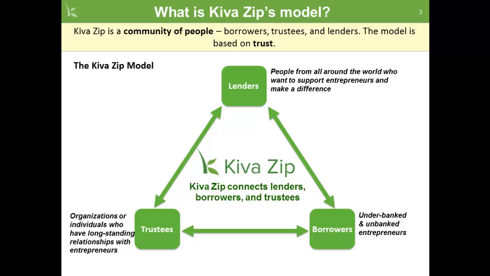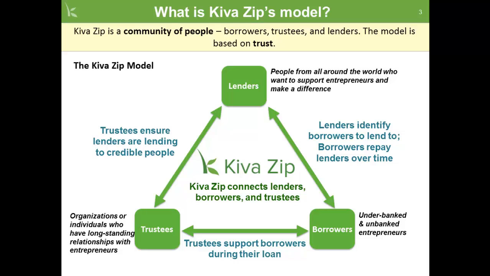We are a community of borrowers, trustees, and lenders. Borrowers are underbanked and unbanked entrepreneurs across Kenya. Trustees are organizations and individuals in the community who have long-standing relationships with these entrepreneurs. And lenders are people from around the world who want to support the entrepreneurs. Lenders select borrowers to lend to, borrowers repay lenders over time, and trustees are critical to the Kiva Zip model because they ensure lenders are lending to credible people.